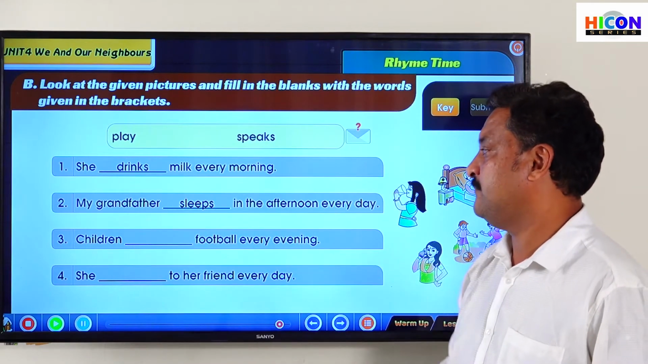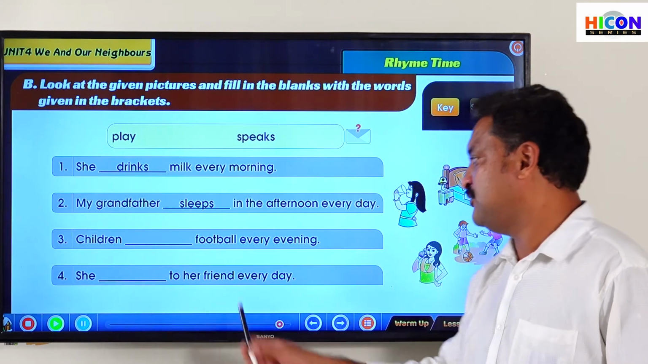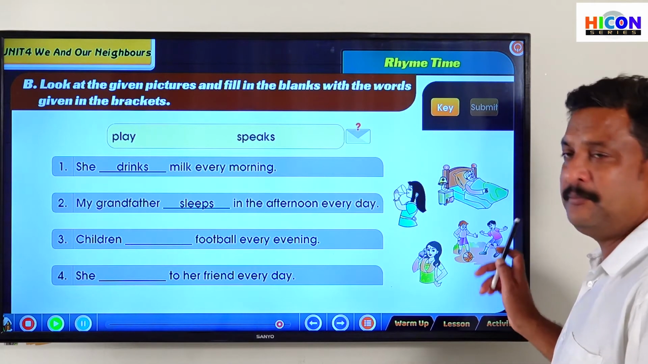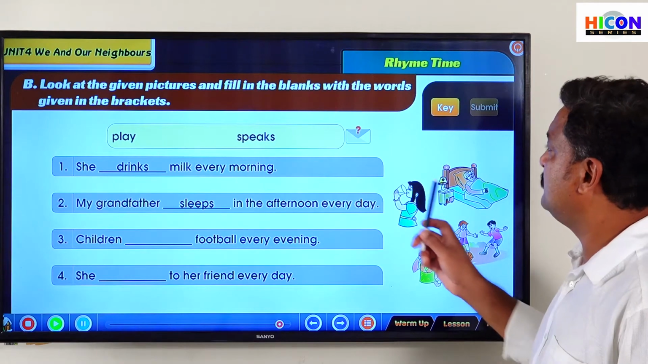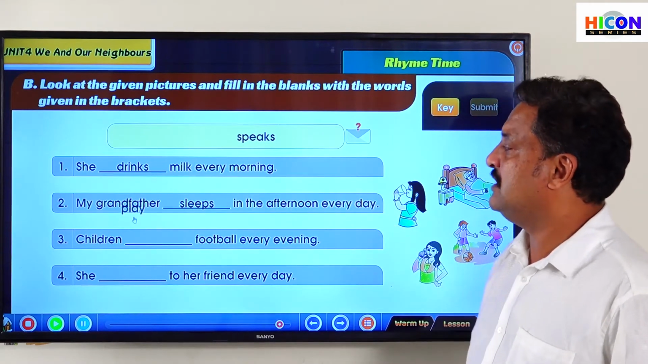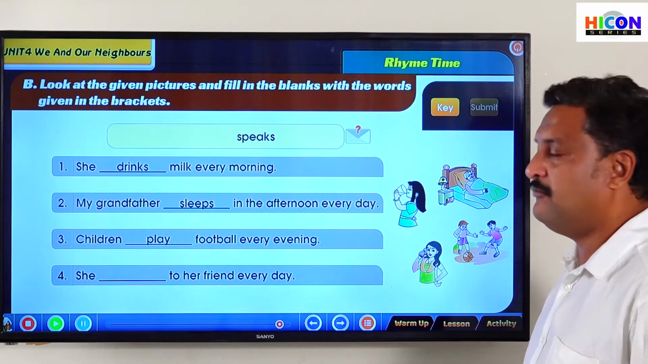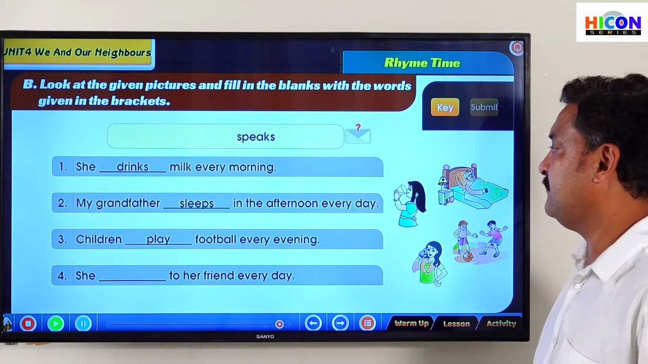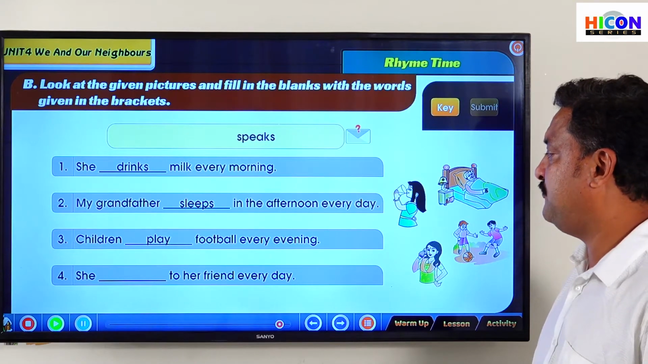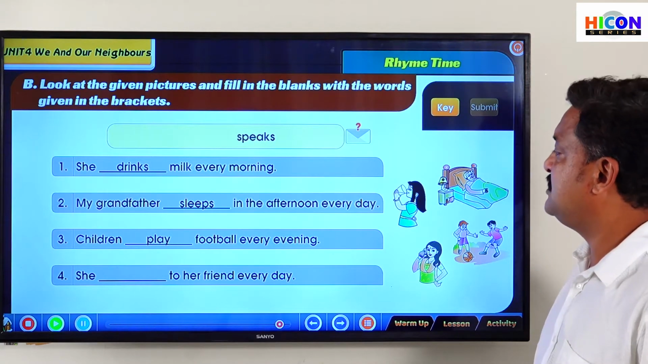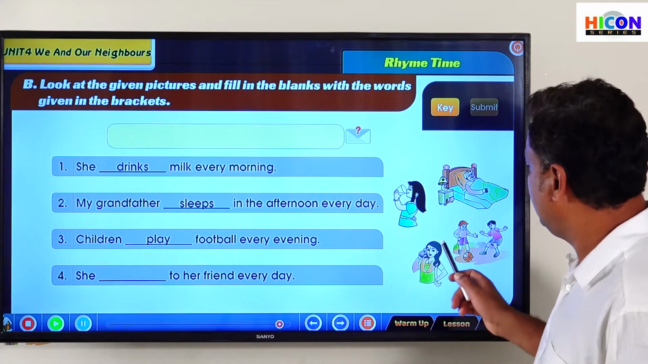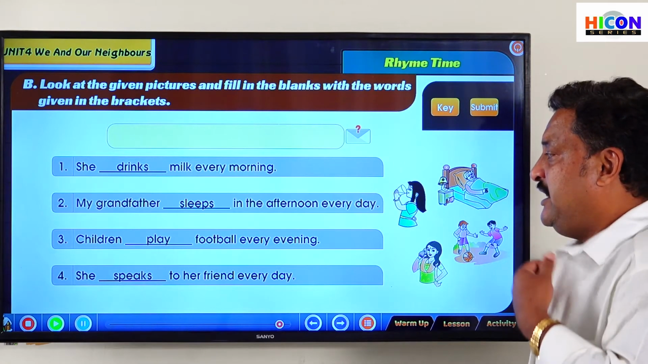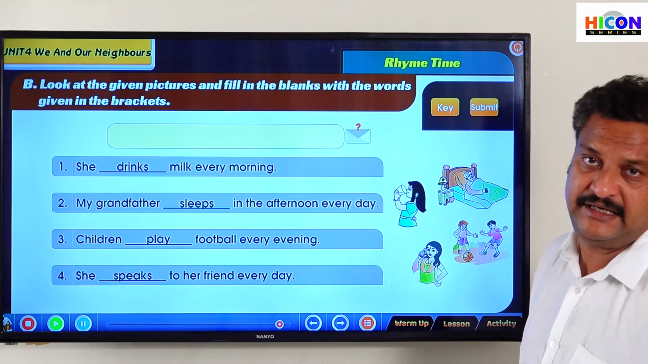Sentence number 3. Children dash football every evening. So what are the children doing here? They are playing, isn't it? Okay, so what is the word here? Play. Children play football every evening. She dash to her friend every day. She speaks to her friend. Yeah, this lady is speaking over the phone, isn't it? Yes. So she speaks to her friend every day.